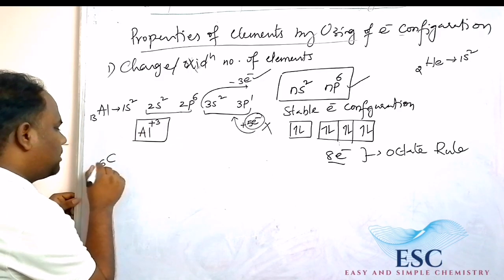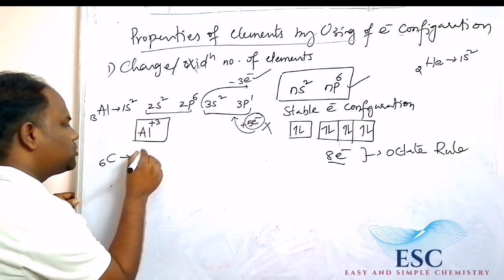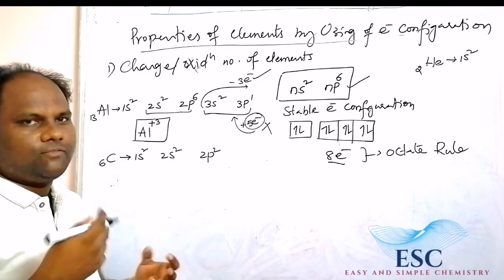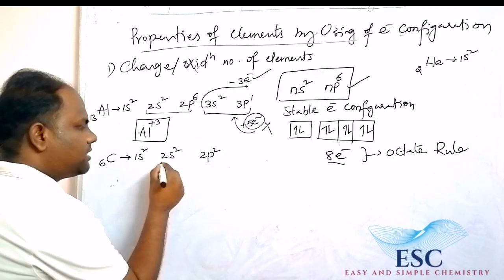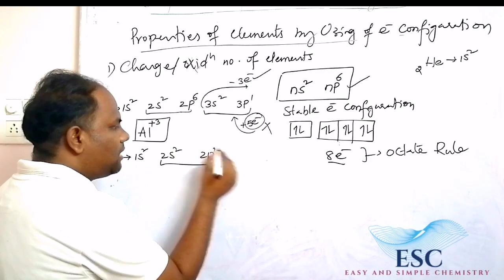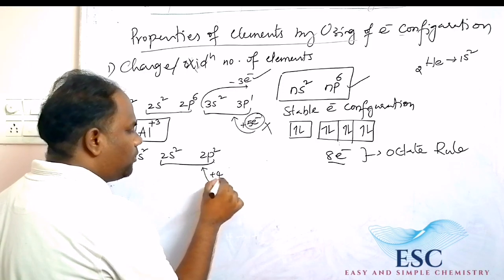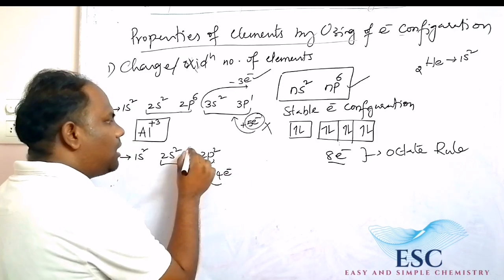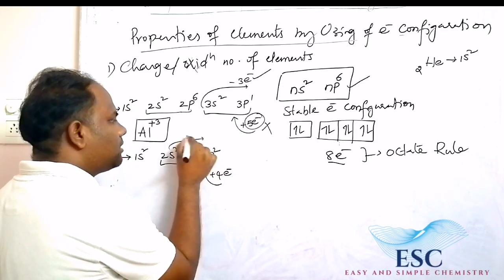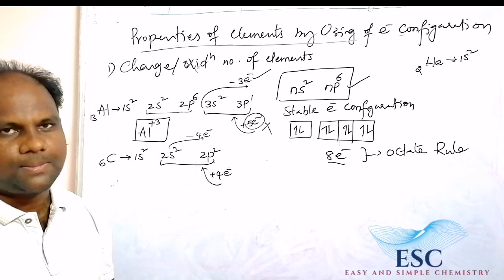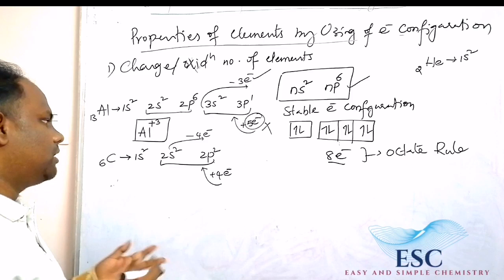Another example, carbon: 1s2, 2s2, 2p2. Carbon is a different example to explain the charge. Here, how many electrons are present? 4 electrons. It requires 4 more electrons to become stable, or losing these 4 electrons to become stable. Accepting 4 electrons or removing 4 electrons.